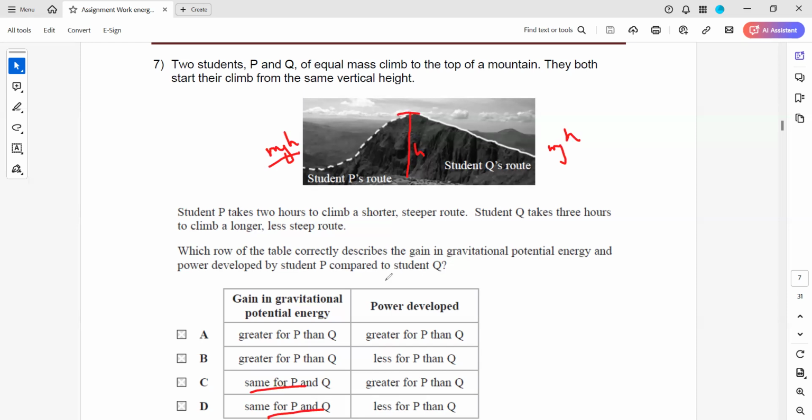Then power is work divided by time. They have the same gravitational potential energy, but the time interval is different. P takes 2 hours to climb, whereas Q took 3 hours. Because P took a shorter time, P generates more power than Q. That's why C should be the right answer. Is this one clear?